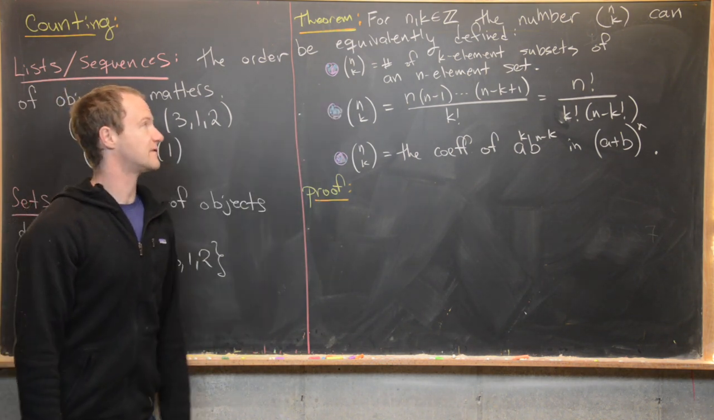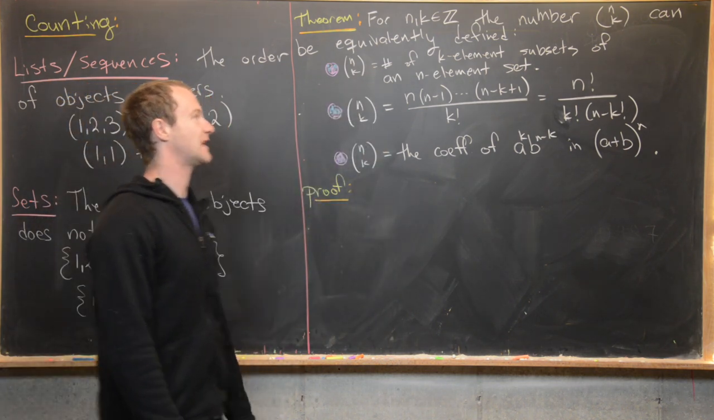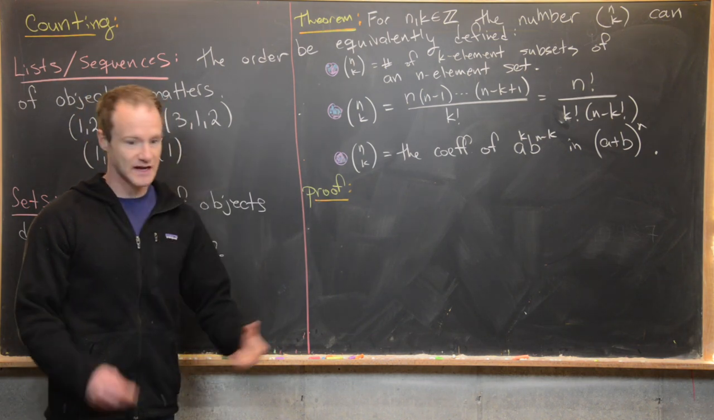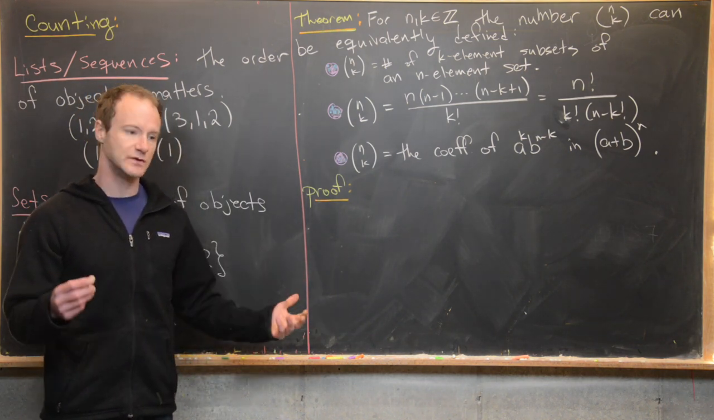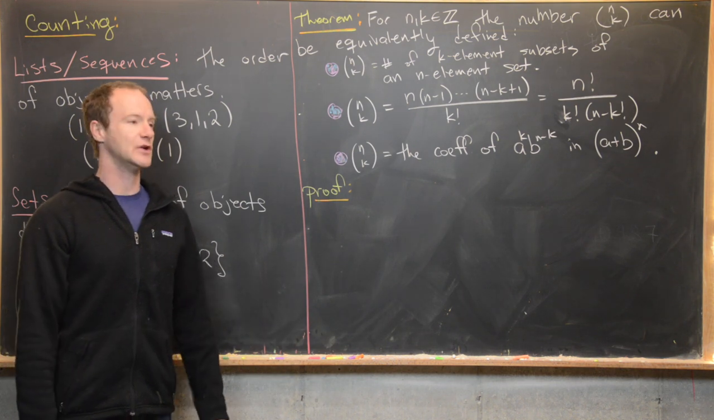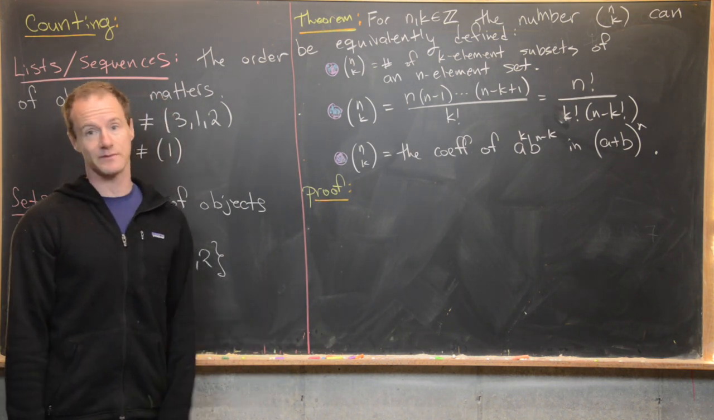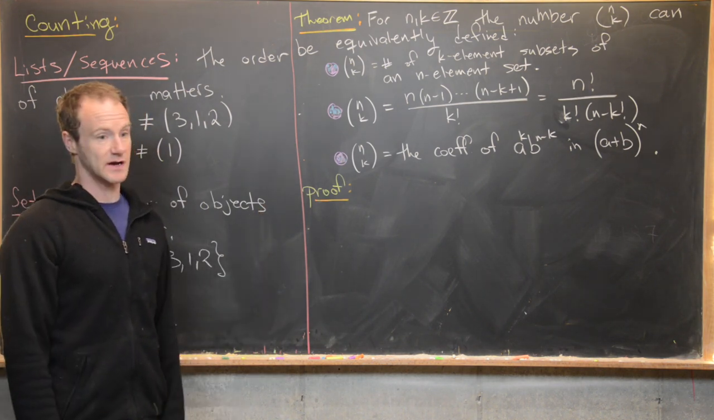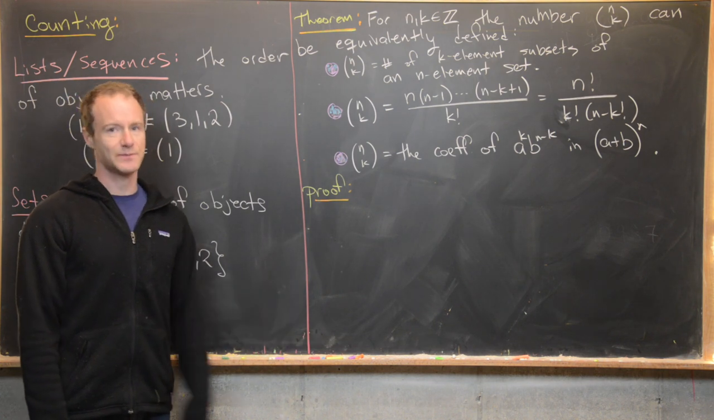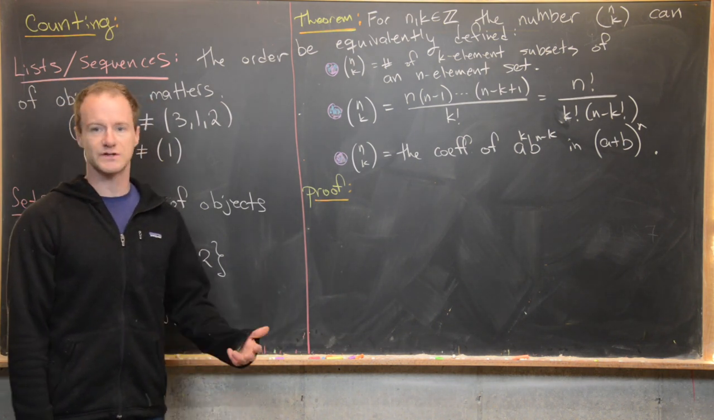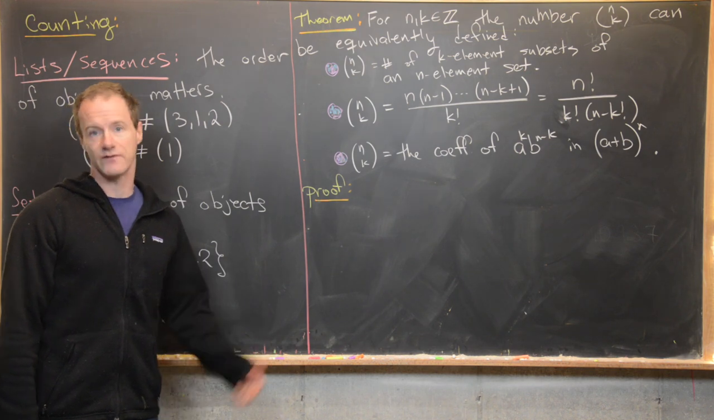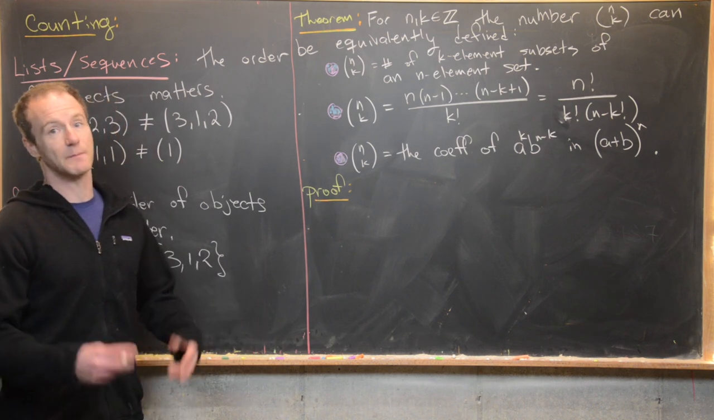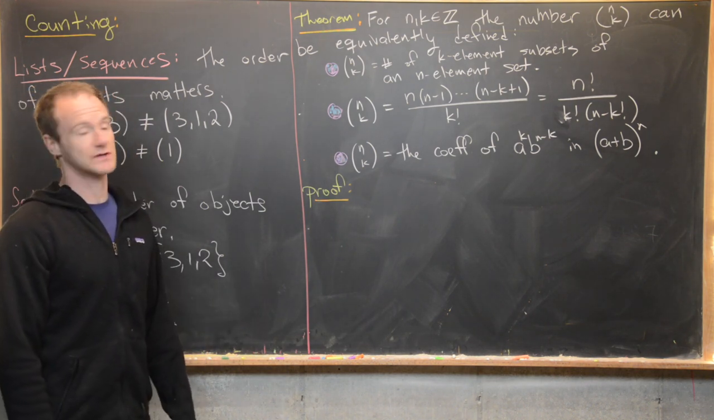So first of all, we can define n choose k as the number of k element subsets of an n element set. So say you've got the set containing the numbers 1, 2, 3, 4, 5, 6, 7, and you want to find out how many 3 element subsets there are. Well, there are going to be 7 choose 3. So you could give some examples of such subsets like 1, 2, 3, or 1, 2, 7, or 4, 6, 7. But in order to calculate how many there are, you need to calculate this binomial coefficient, 7 choose 3.